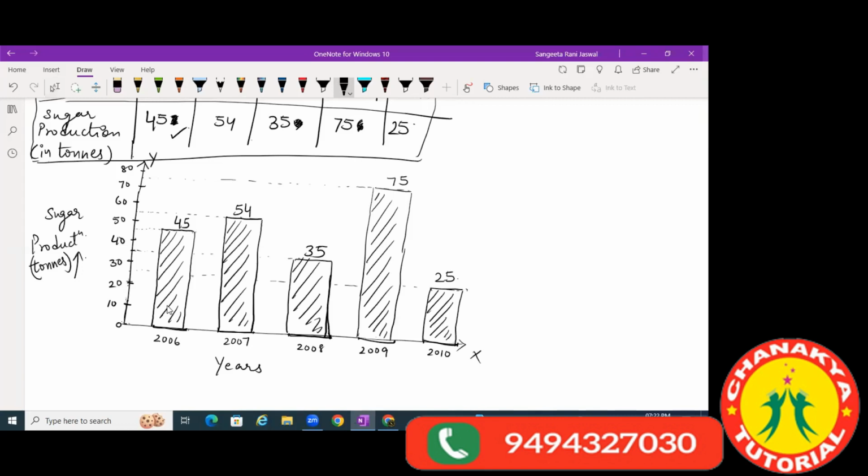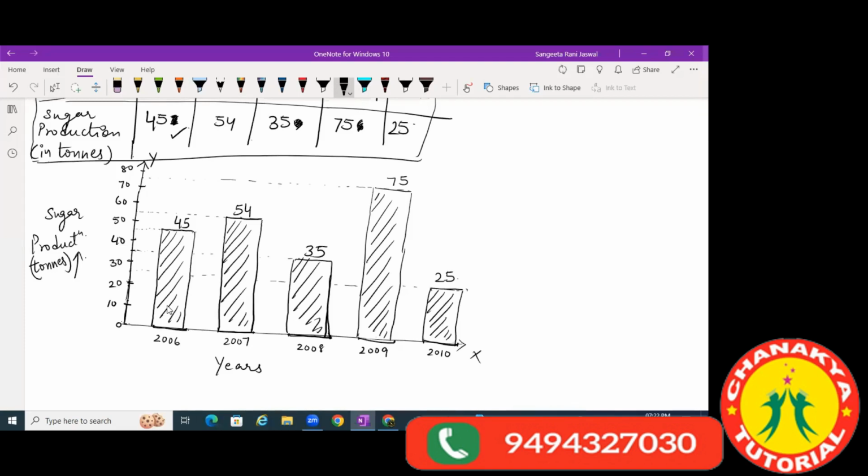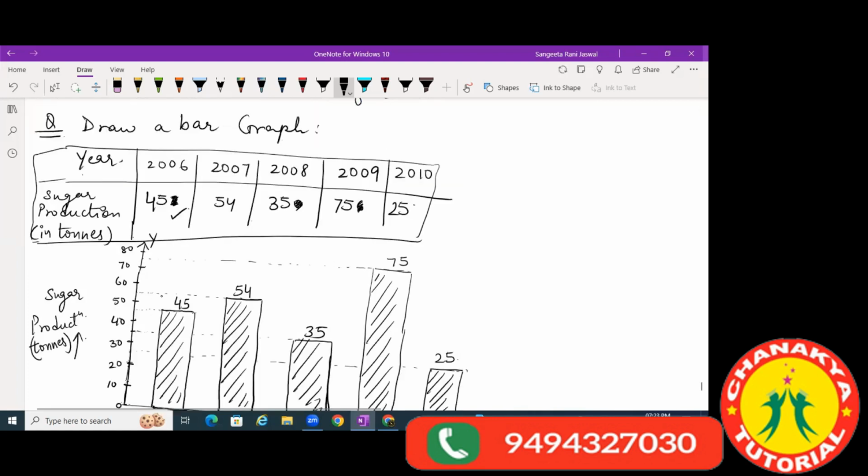This is leaving 1 box. This is leaving 1 box. Yes, ma'am, leaving 1 box. Okay, so there should be equal gaps. This is the very important thing whenever you are making any kind of graph. Not only a bar graph, but any kind of graph. There should be equal distribution between the spacings. Right, children? So let's do one more question on bar graphs.